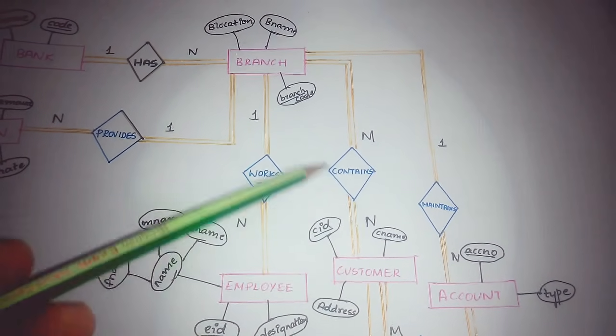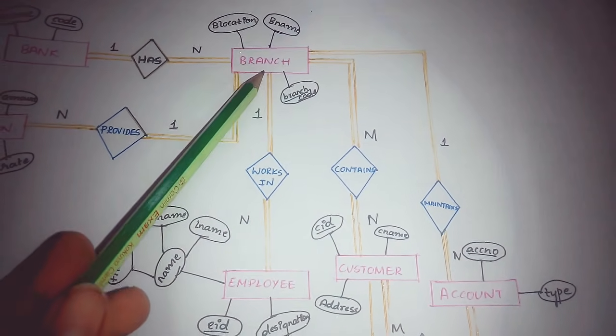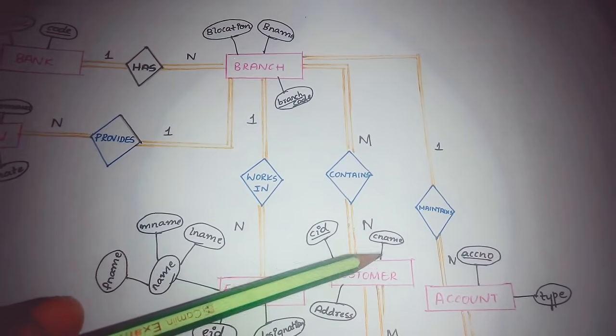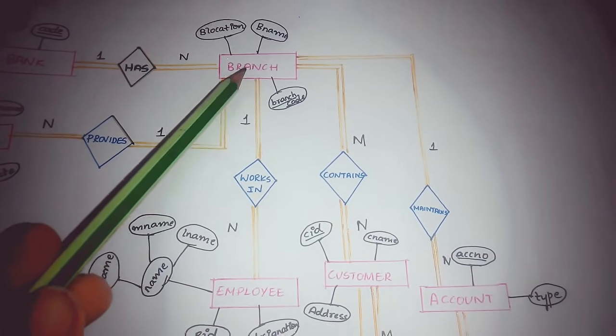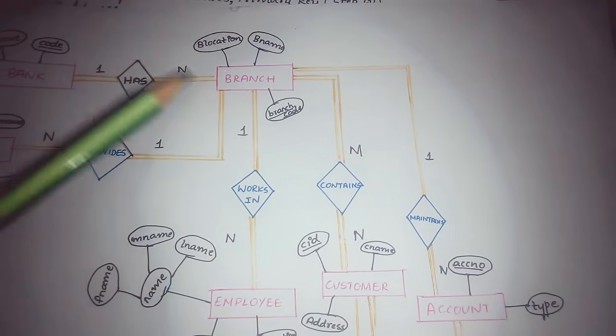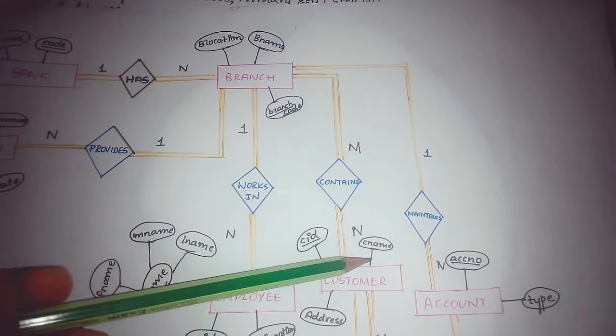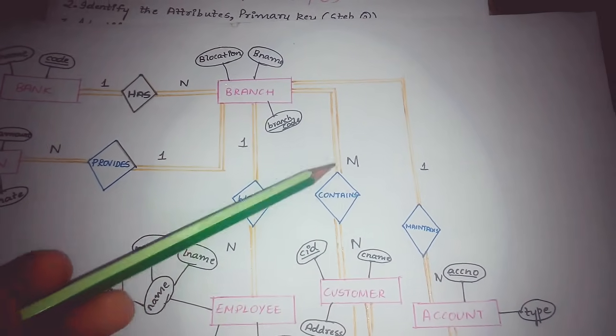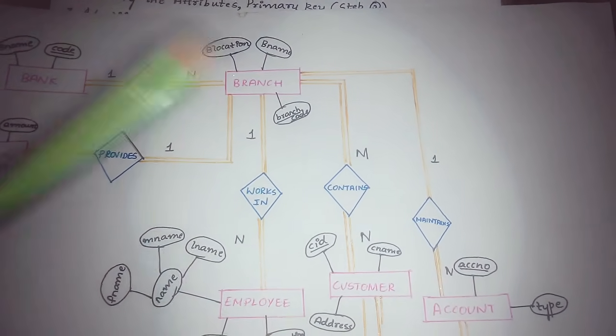Now a branch contains many customers and a customer belongs to more than one branch. A customer can have an account in more than one branch also. So the relationship is m is to n. It can be even any 1 is to n also. It is left to you.